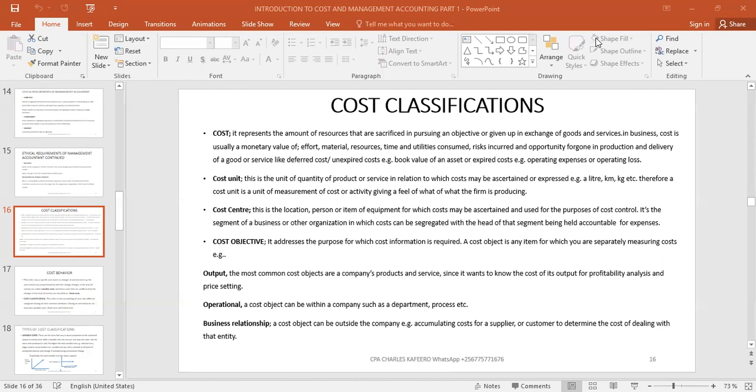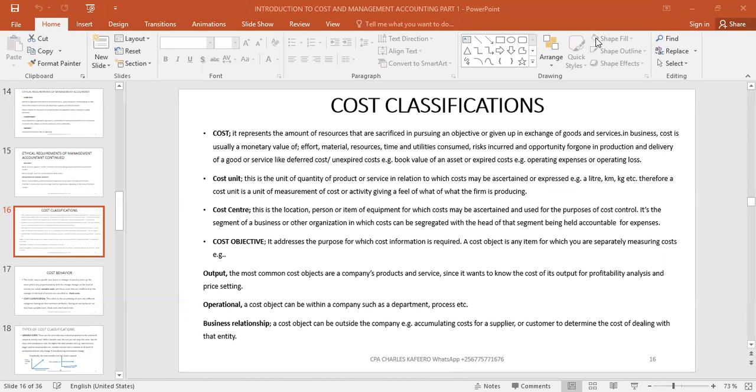And when we know the costs we've incurred in the production of that output, we can determine the profitability of the item we have produced, and we can also set a selling price for those items we have produced. It can be an operation, it can be a department, it can be a process.